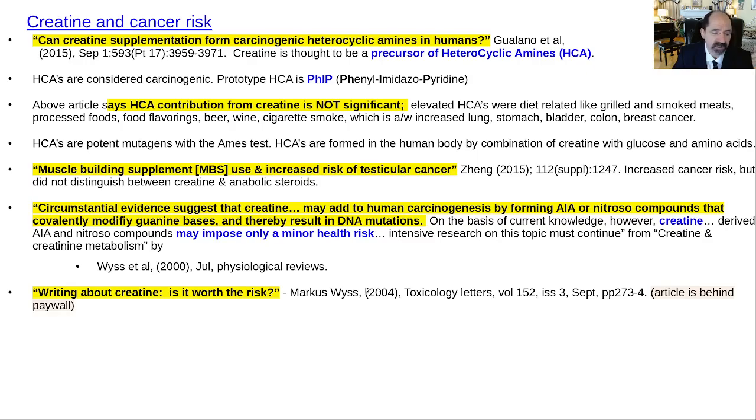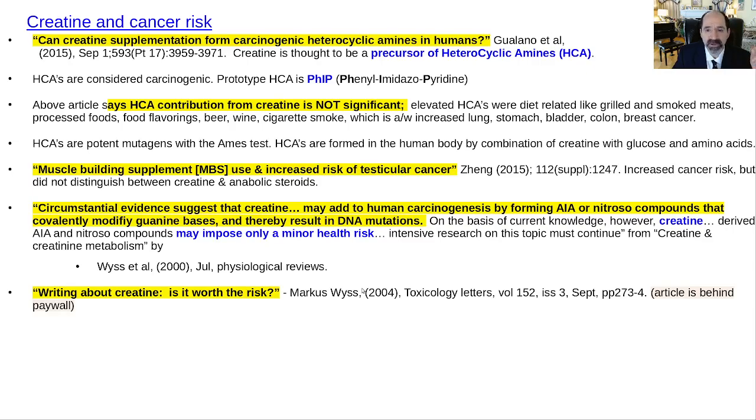The next one is circumstantial evidence suggesting that creatine may add to carcinogenesis by forming AIA and nitrosyl compounds that covalently modify DNA guanine bases. Okay, so then they say, on the basis of our current knowledge, however, creatine-derived compounds may only impose a minor health risk, but intensive research must continue. So again, there are hints of all these problems, precancerous metabolites, potential interstitial nephritis in the kidneys.